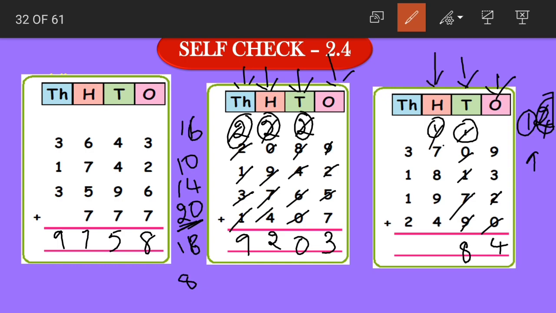In the hundreds place we have 1 plus 7, 8. 8 plus 8, 16. 16 plus 9, 25. 25 plus 4, 29. So 9 will be written here, 2 will be carried.